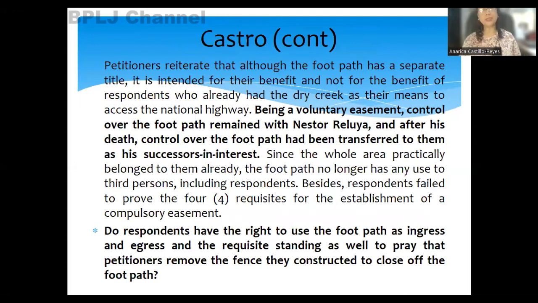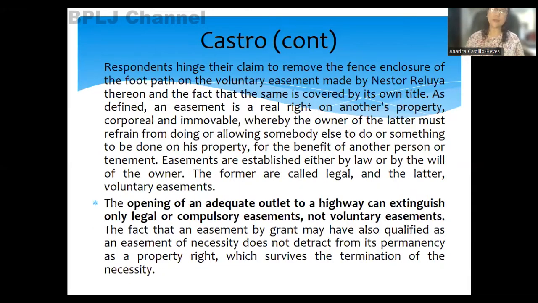Now, the petitioners reiterate that although the footpath has a separate title, it is intended for their benefit and not for the benefit of respondents who already had a dry creek as their means of access to the highway. Being a voluntary easement, control over the footpath remained with Nestor Reluya, who is the former owner. And after his death, control over the footpath had been transferred to them as his successor in interest. Now, do the respondents have the right to use the footpath as ingress and egress, and the requisite standing as well to pray that petitioners remove the fence that they constructed to close off the footpath?